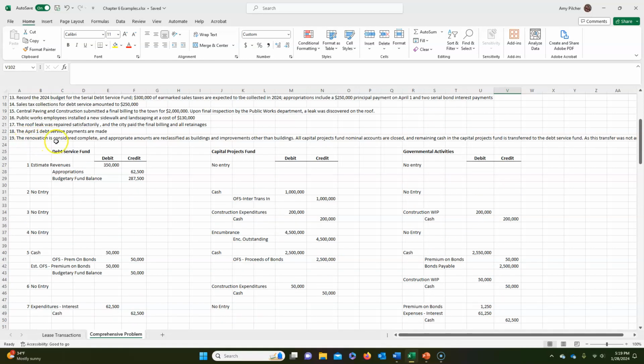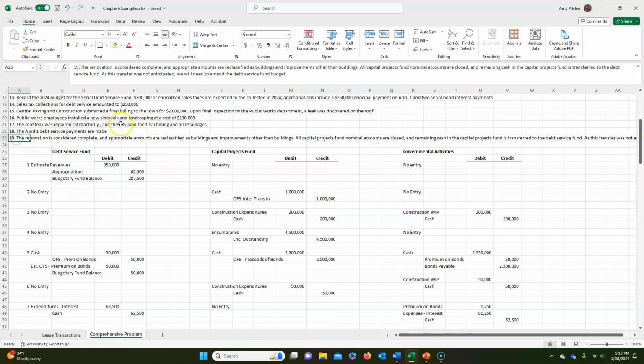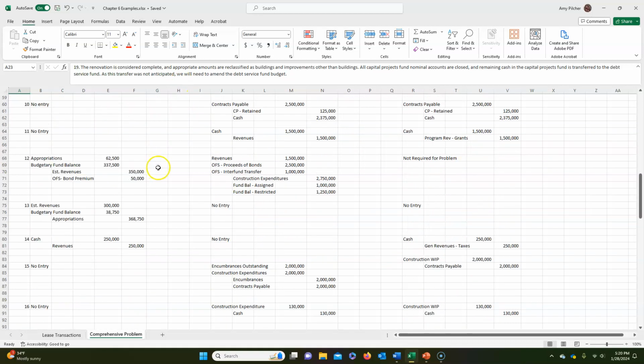Okay, 19. The renovation is complete. Appropriate amounts are reclassified as buildings and improvements other than buildings. All capital projects funds nominal accounts are closed and remaining cash in the capital projects fund is transferred to the debt service fund. Of course, as this transfer was not anticipated, we didn't know we weren't going to spend all of the money, but we'll have to amend the debt service budget.